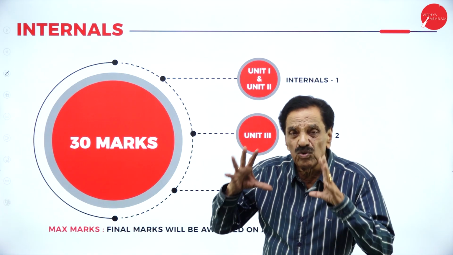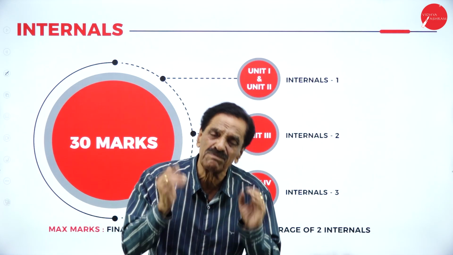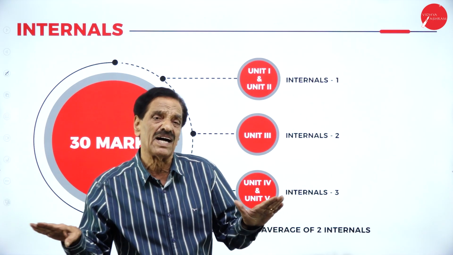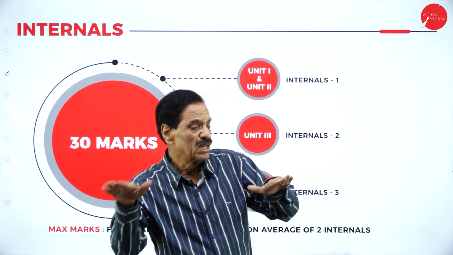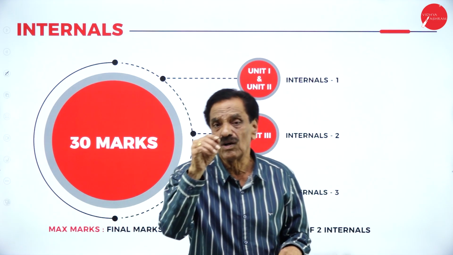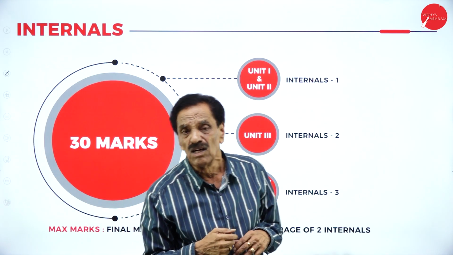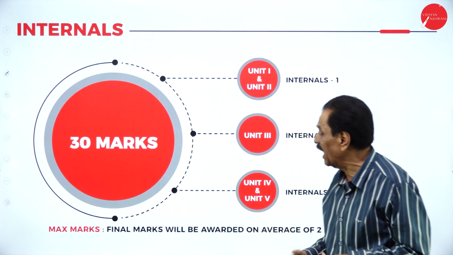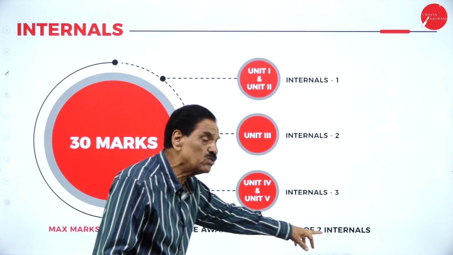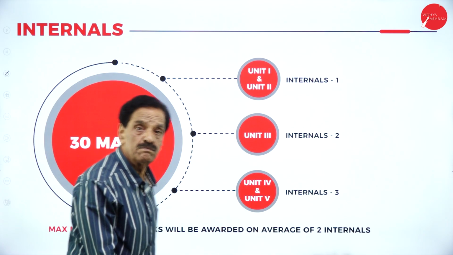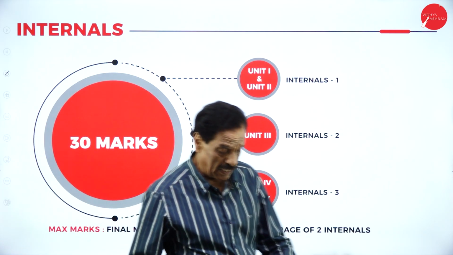So you take the internals very seriously, which are part of the examination, because we divide the entire 100 marks into 60 and 40. Out of the 60 paper, you have to score a minimum of 21 marks, and the balance 19 from the internal. We will take the average; final marks will be awarded as an average of 2 internals. So this is important.